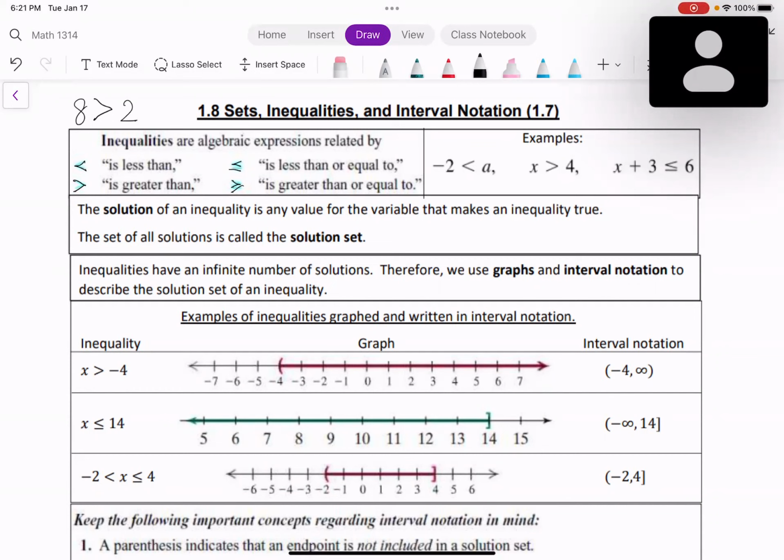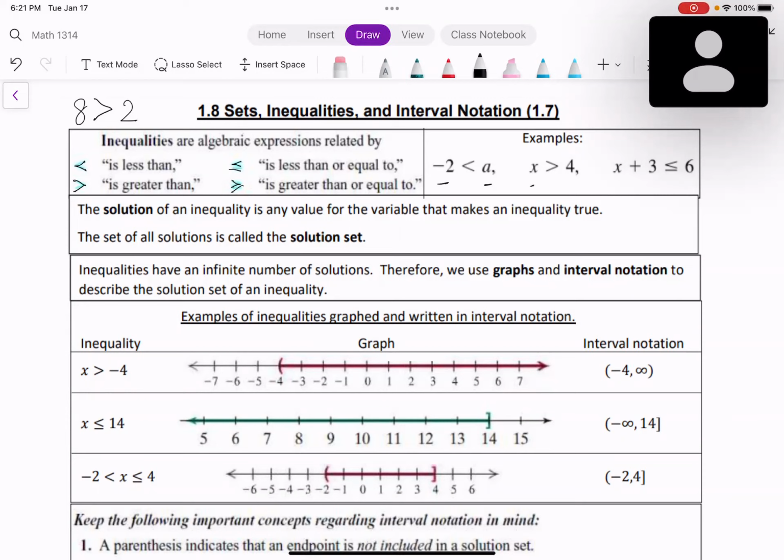Let's see some examples. -2 is less than A. So which one is big? A is greater, right? Because the inequality sign is open to a big number and points to a small number. -2 is less than A.